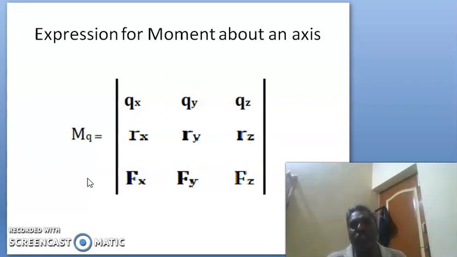So with this we stop here. We have seen about moment about a point and moment about an axis and their corresponding comparison.